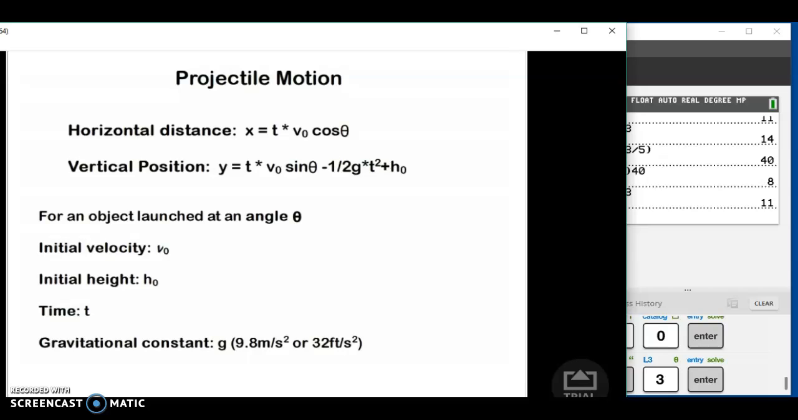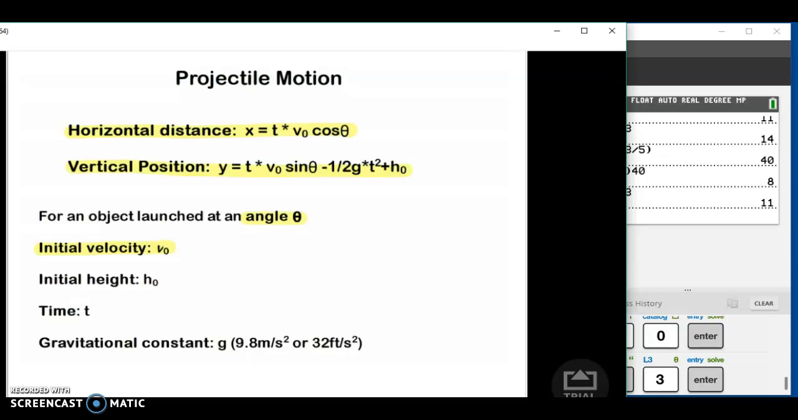To make our horizontal distance equation, or our x equation, it's going to be t, as in the variable, times v naught. V naught stands for our initial velocity, times cosine theta, and theta is our angle that the object is launched. Then our vertical position, which is our y equation for our parametric, is t times v naught sine theta minus 1/2 times g. So g is representing gravity here.